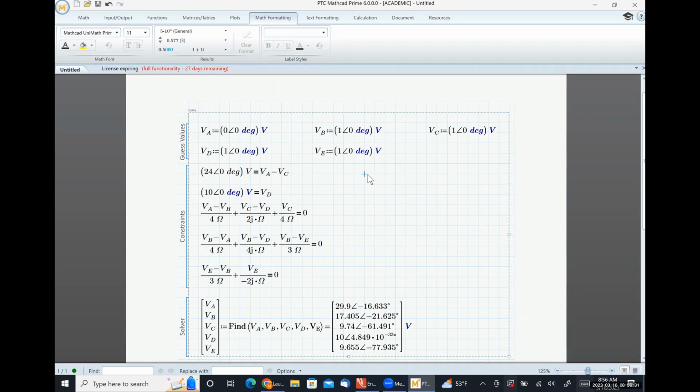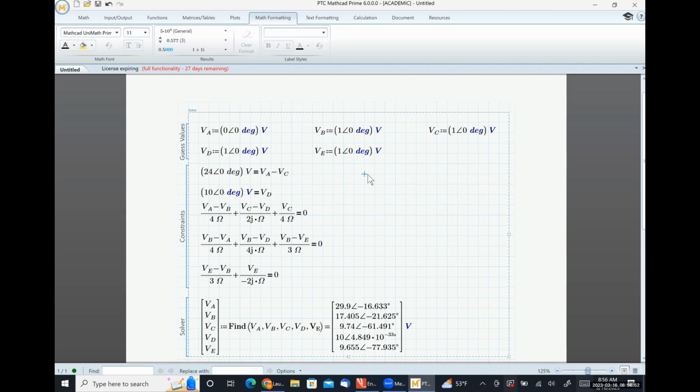What those guess values are used for is if you're trying to solve a polynomial that has multiple solutions, then it will give you the answer that is closest to that guess value. Because none of these are polynomial relationships, it's going to give you the same answer regardless of what your guess value is. At least it should.